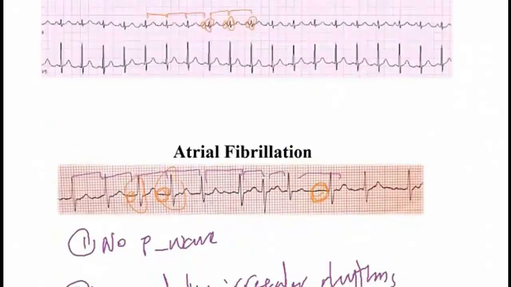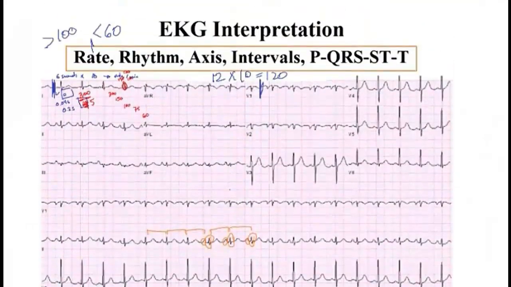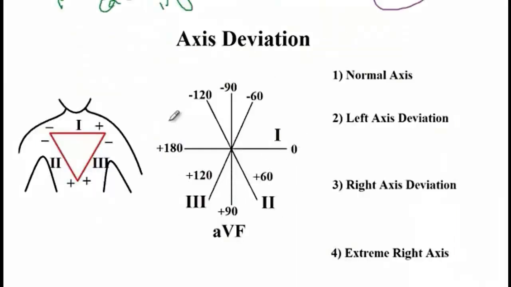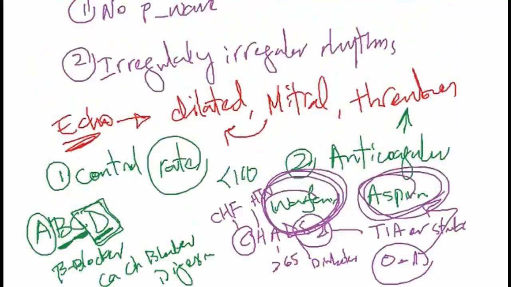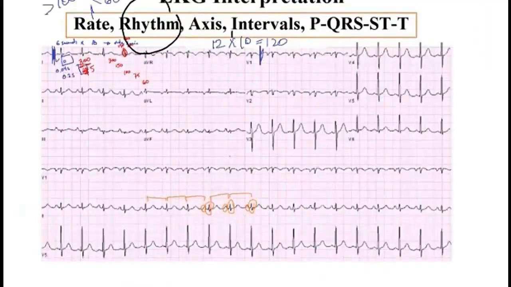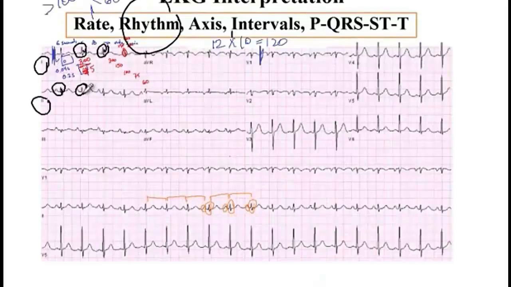Now back to the topic of EKG interpretation. So we are done with the rhythm now. The next is the axis. Here we have the direction of the charges. With the normal axis, we have the QRS that is positive in lead 1 and lead 2. Let's go back to the actual EKG that we have. You can see that our QRS is positive, it's upward in leads 1 and 2. So this is a normal axis for this patient.